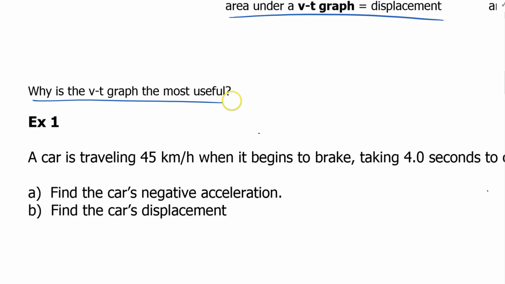So the question says, why is the VT graph most useful? Because if you've got the VT graph, the slope gives you acceleration, and the area under the line gives you displacement. So you can get all three of our big kinematic concepts through the VT graph.